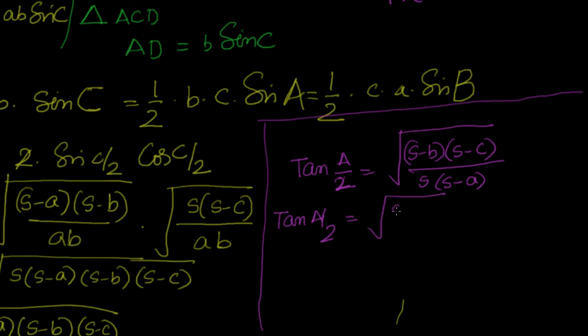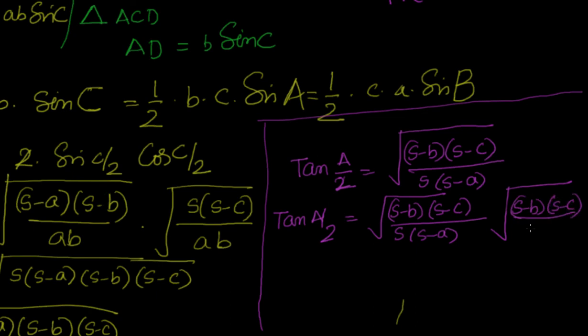I will do one more step. Square root of s minus b whole square into s minus c whole square by s into s minus a into s minus b into s minus c. You can see that the square root and square will cancel out. You will have s minus b into s minus c by s into s minus a into s minus b into s minus c. We have just proved that it's nothing but equal to delta. So that's a formula for tan a by 2.